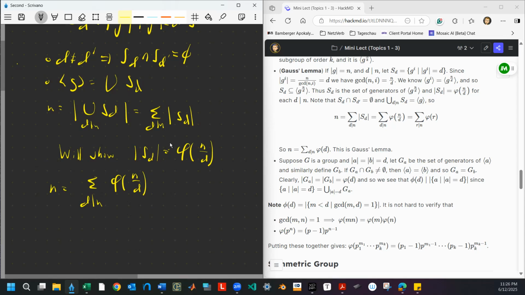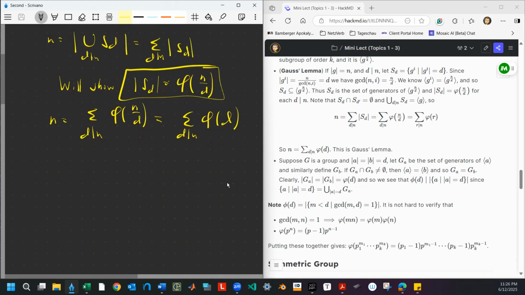Maybe I wrote what I wanted up there a little funny, but I guess this is really what I wanted. So this is going to be the same as the summation over d dividing n of phi of d. That was from the little comment above. And that's what we're trying to prove. So the main thing is showing this, and actually in some sense I've already done that, but let's go through it a little bit carefully.